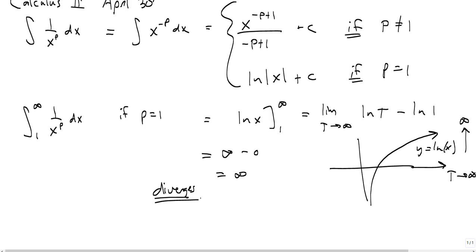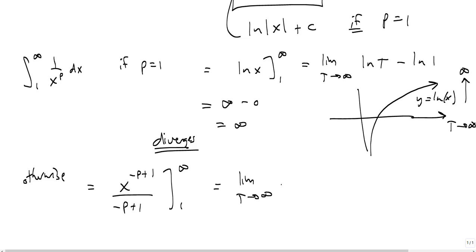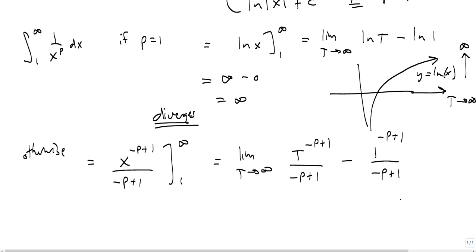Let's do some other examples. The other case is x to the negative p plus 1 over negative p plus 1. So otherwise, this equals x to the negative p plus 1 over negative p plus 1 evaluated from 1 to infinity, or the limit as t goes to infinity of t to the negative p plus 1 over negative p plus 1, minus 1 to the negative p plus 1 over negative p plus 1. I don't know why I'm not calling that 1 minus p. Okay, now here's the question.